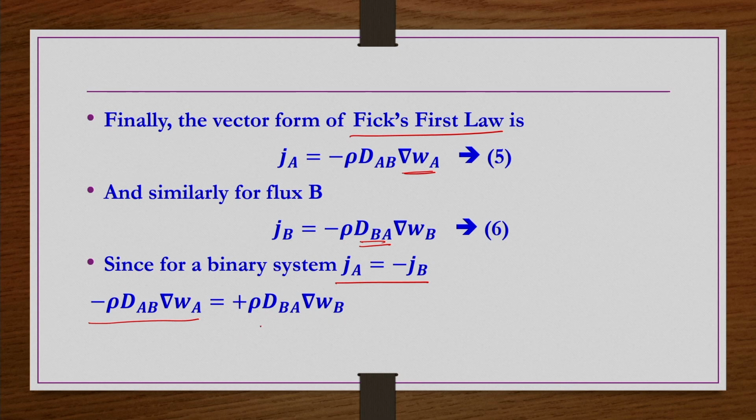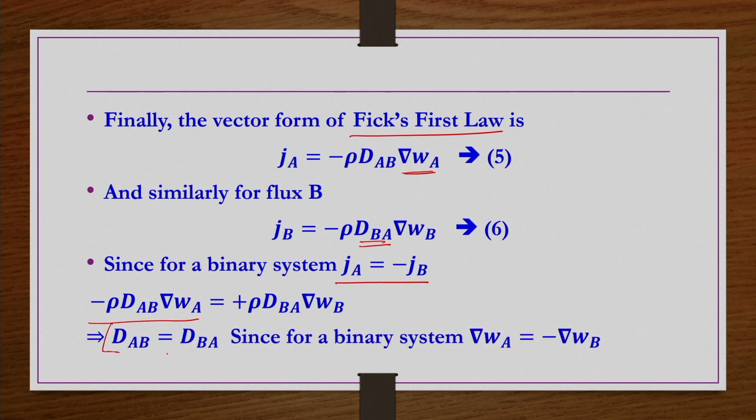So, rho is the density of the system, so that is going to be the same. Both of them are cancelled out, and then del W A is nothing but minus del W B, because it is a binary system only, right. So, that means D A B is equal to D B A. That means for a binary system, whether D A B or D B A, only one diffusivity is required to define the diffusion of the system. The only thing is that the flux of A would be the negative of the flux of B, that is it. But only one diffusivity is required to define the diffusion in a binary system.